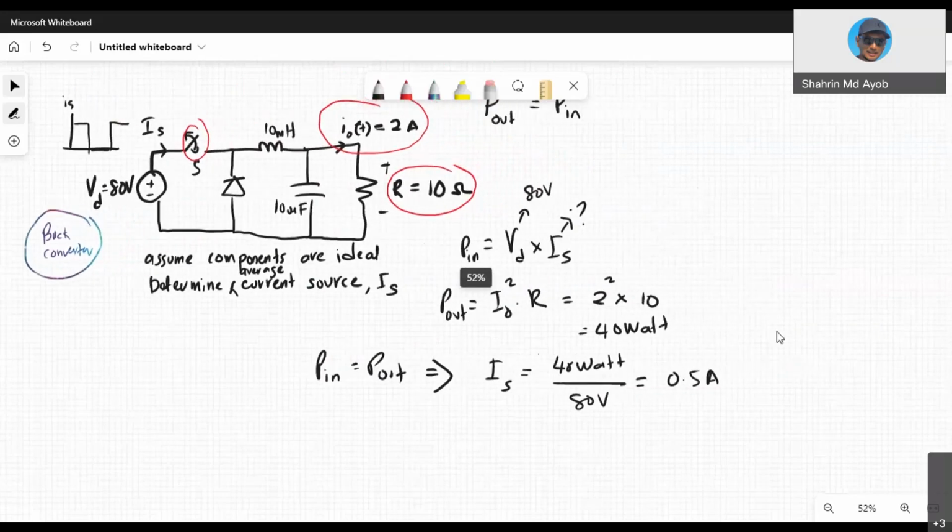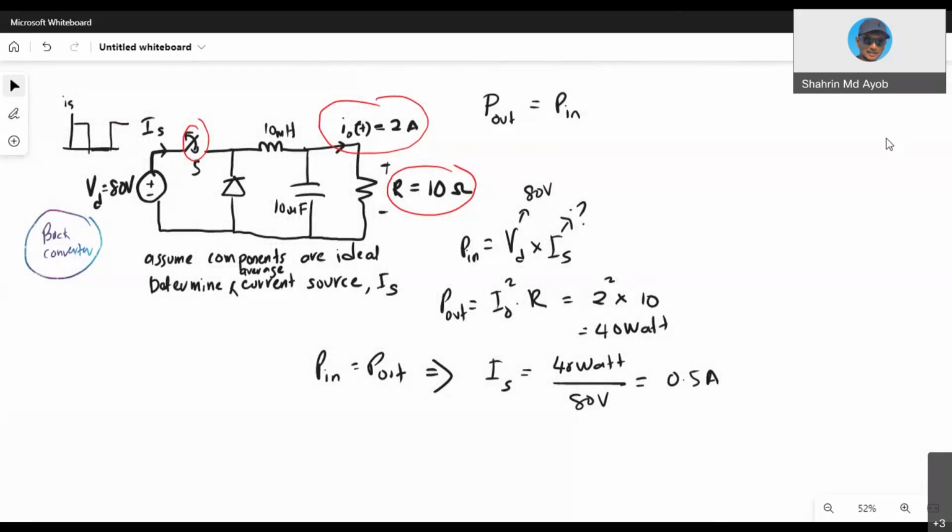Okay. That's why I say in only 2 minutes you can get the solution without deriving or using the complicated equation. It's very basic. The basic principle that we use is that power cannot be destroyed. If the power output is 40 watt, the power input should be 40 watt, not more or less. We assume this component is the ideal case, so the power input should be equal to the power output.